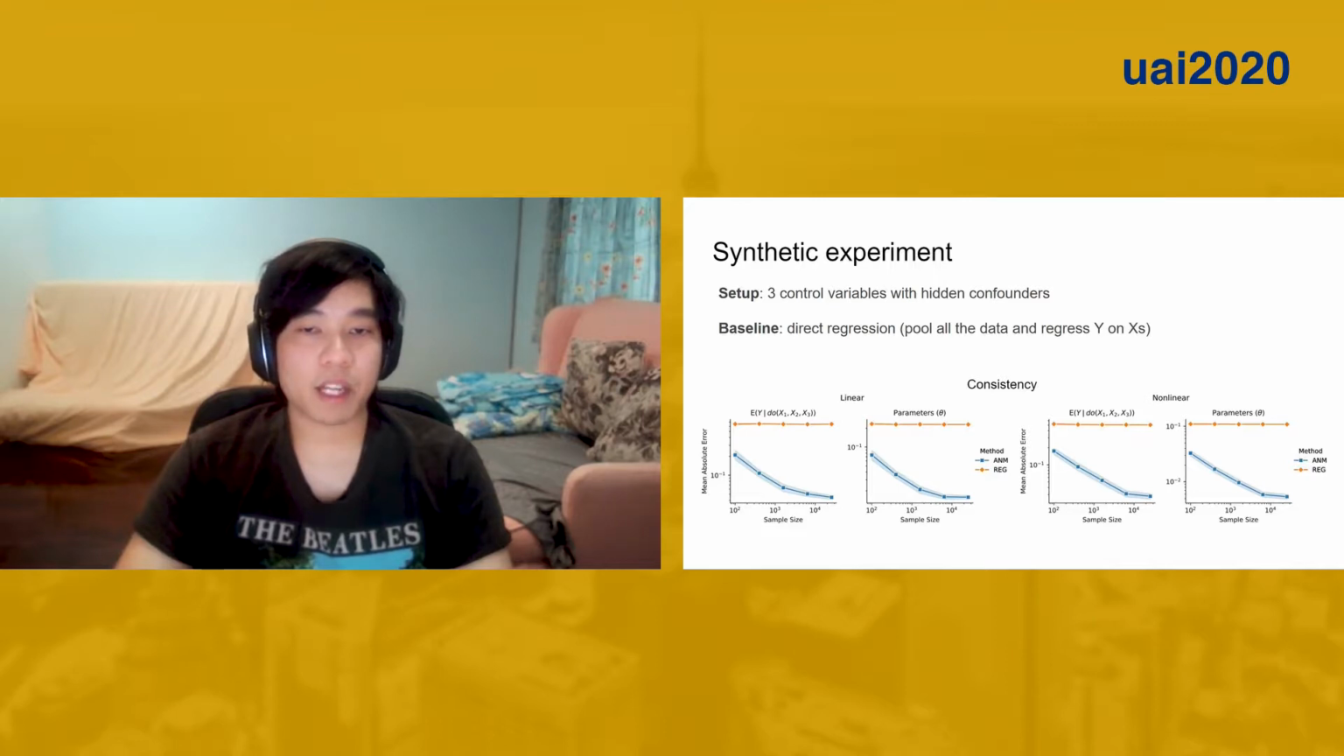We also performed the experiments on both linear and nonlinear underlying functions. As you can see from the plot, the mean absolute error of our method decreases and approaches 0 as sample size increases. This indicates the consistency of our method, while the direct regression clearly suffers from bias because of hidden confounders.